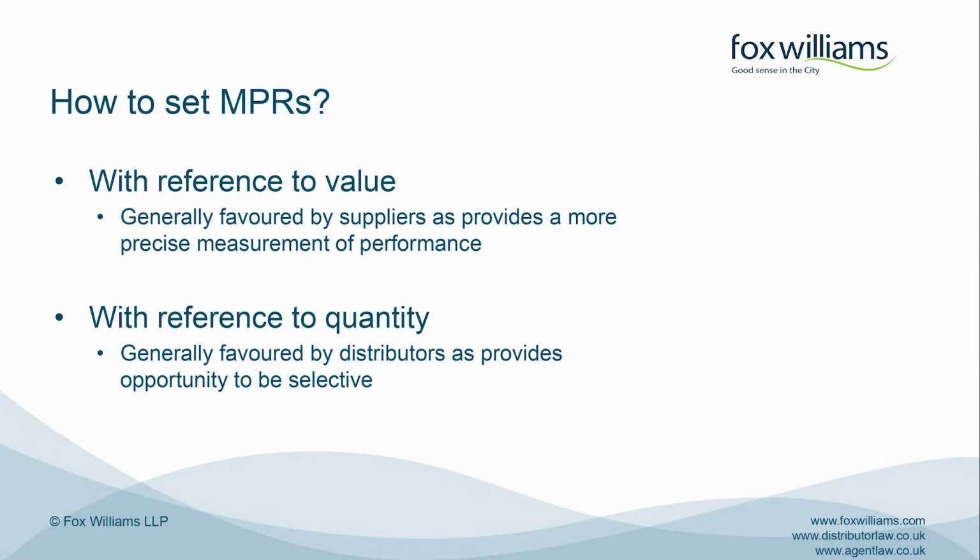So minimum purchasing requirements are included in agreements in two ways. The first is with reference to the value, and that's the value of the products that are the subject of orders placed by the distributor and then accepted and fulfilled by suppliers. And the second is with reference to quantity, so that is the quantity of products that are the subject of orders placed by the distributor and then accepted and fulfilled by the supplier.